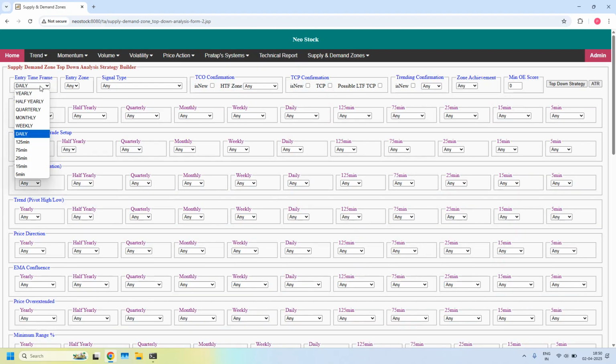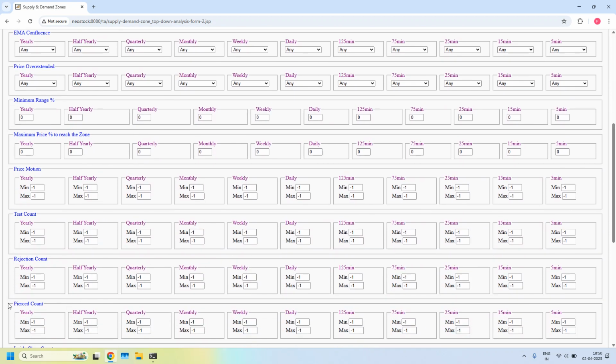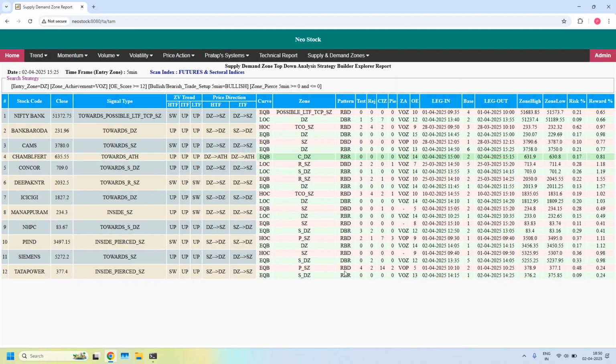Bullish trade setup, hourly income trade, entry time frame 5 minutes, entry zone, demand zone. Bullish or bearish trade setup at 5 minutes. I am selecting bullish, and the zone achievement is VOZ, and minimum order enhancer score is 12. And this 5 minutes demand zone should not be pierced. So in the pierced count parameter at 5 minutes time frame, I am setting minimum value 0, maximum value 0. So with these filters, we got 12 stocks.